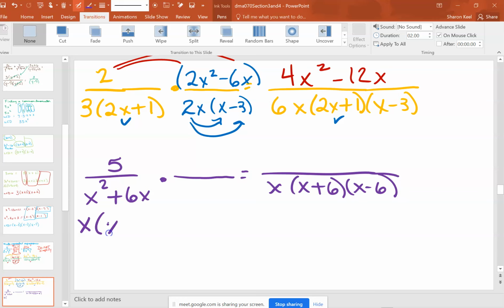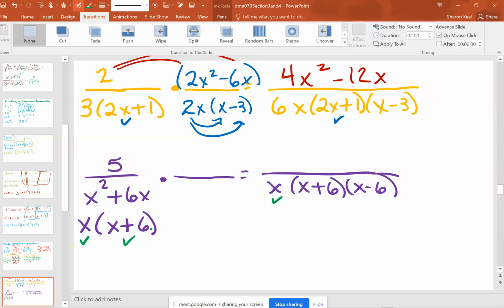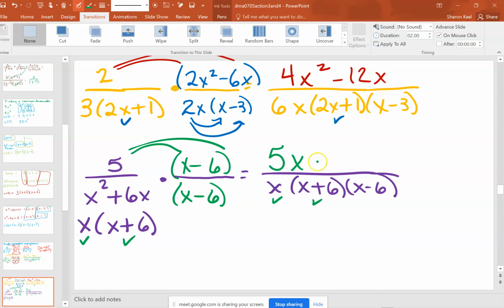These have a common factor of x, and then that leaves me with x plus 6. So if the denominator that you're given is not factored, you will need to factor it. As I'm determining what is going to become my new numerator, I have an x here and here. I have an x plus 6 here and here. The only thing I'm missing is the x minus 6. And then last, I distribute. So 5 times x is 5x. 5 times -6 is -30.